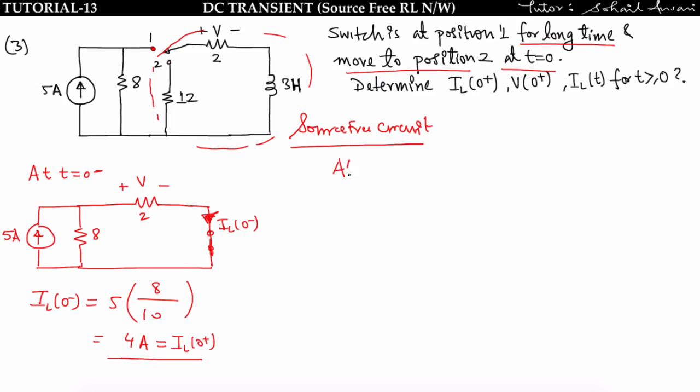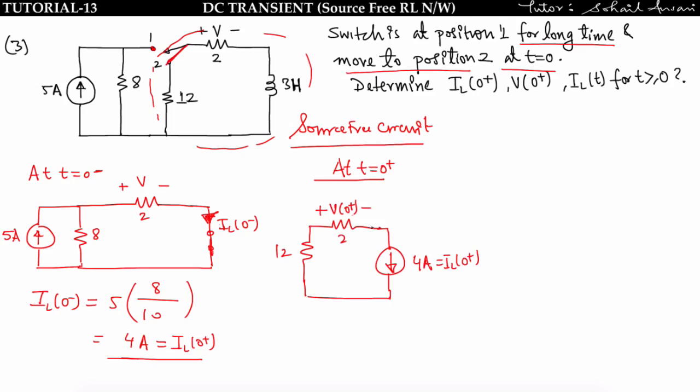So now make the circuit at t is equal to 0 plus. At t is equal to 0 plus, the inductor will be replaced by a current source. So at t is equal to 0 plus, the circuit will be like this. The inductor can be replaced by a current source of 4 ampere, and this is V of 0 plus. So we can easily find V of 0 plus.